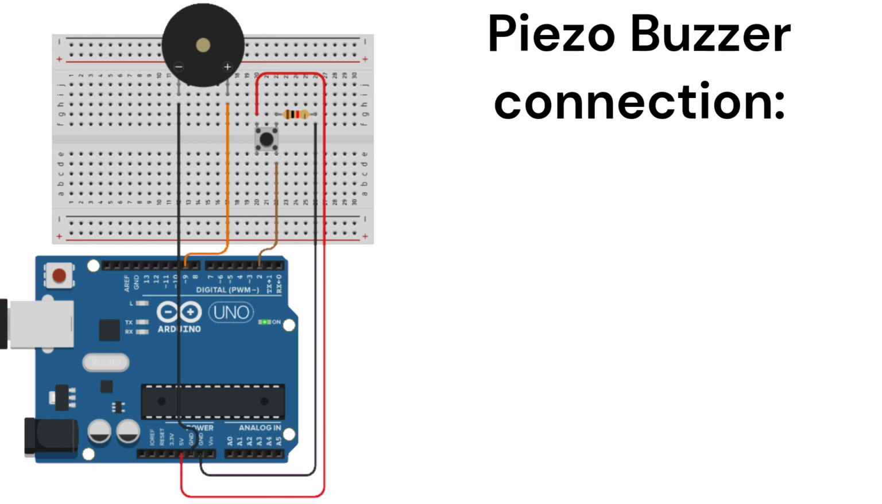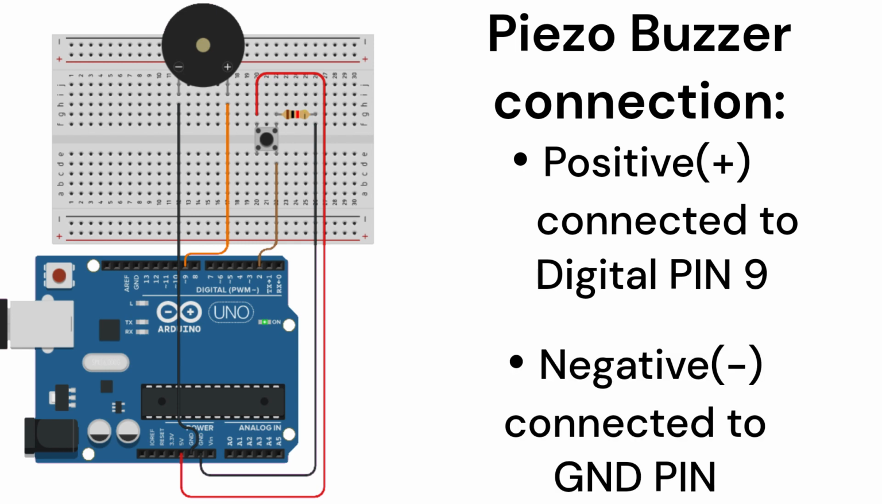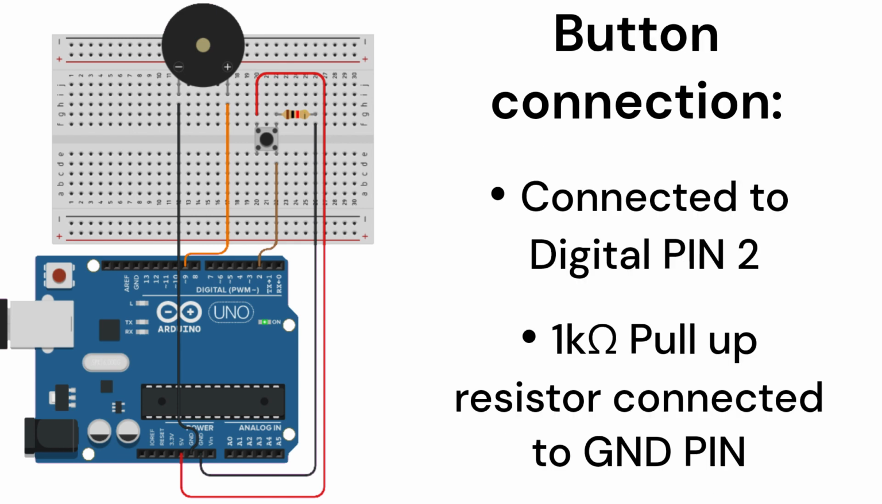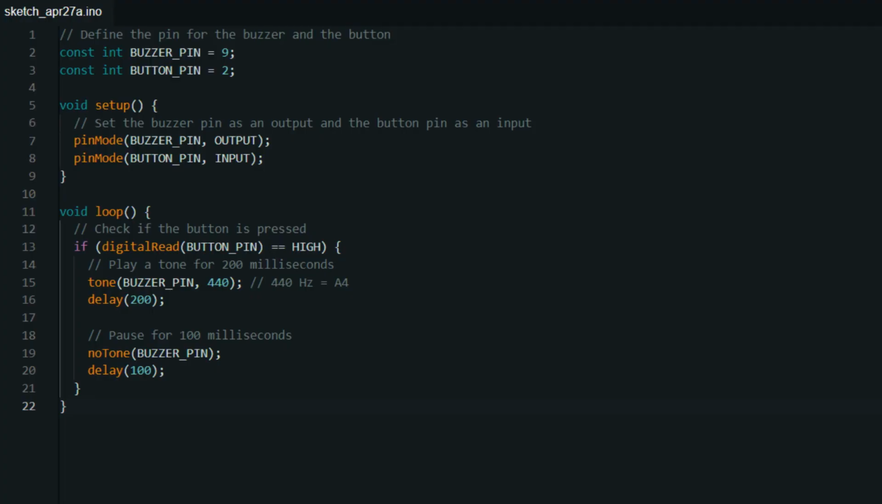user input. As you can see, the piezo buzzer's positive pin is connected to digital pin 9 on the Arduino UNO board and its negative pin is connected to the ground connection. As for the push button, it is connected to digital pin 2 and there is a pull-up resistor connected to the ground connection. After you have connected the piezo buzzer, you will need a code to run it on an Arduino UNO board. Here is an example code for using the piezo buzzer.